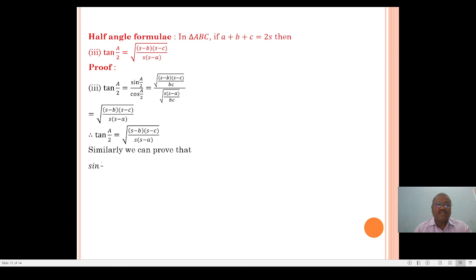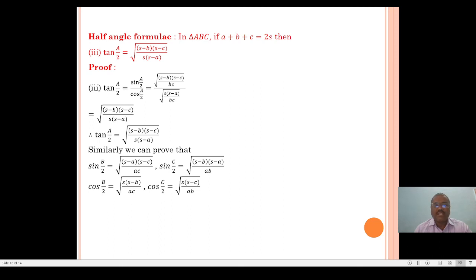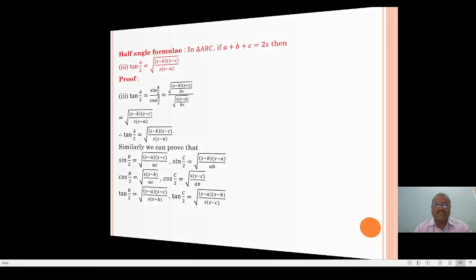Similarly, we can prove that sin B by 2 equals root of (s minus a)(s minus c) upon ac. Sin C by 2 equals root of (s minus b) into (s minus a) upon ab. Cos B by 2 equals root of s into (s minus b) upon ac, and cos C by 2 equals root of s into (s minus c) upon ab. And tan B by 2 equals root of (s minus a) into (s minus c) upon s into (s minus b), and tan C by 2 equals root of (s minus a)(s minus b) upon s into (s minus c).